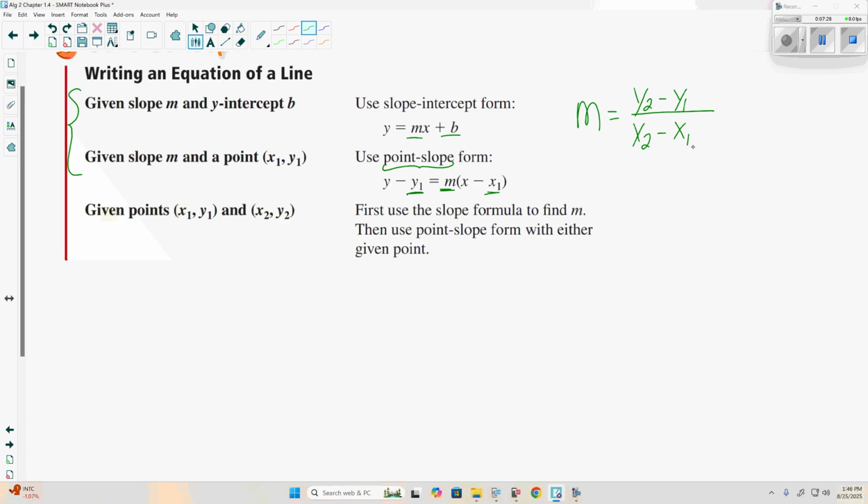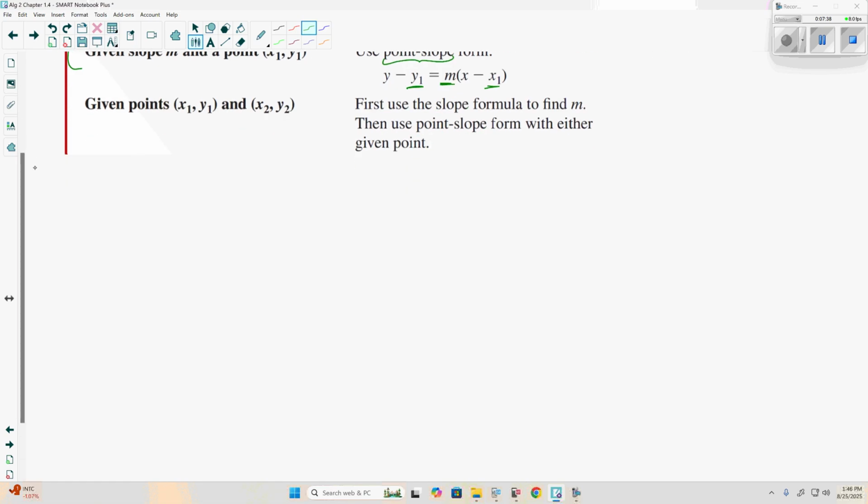Now, you've used both of these equations before. You've used point slope, you've used slope intercept. You found equations of the line from these two here. Now, there is such a thing as two-point form.